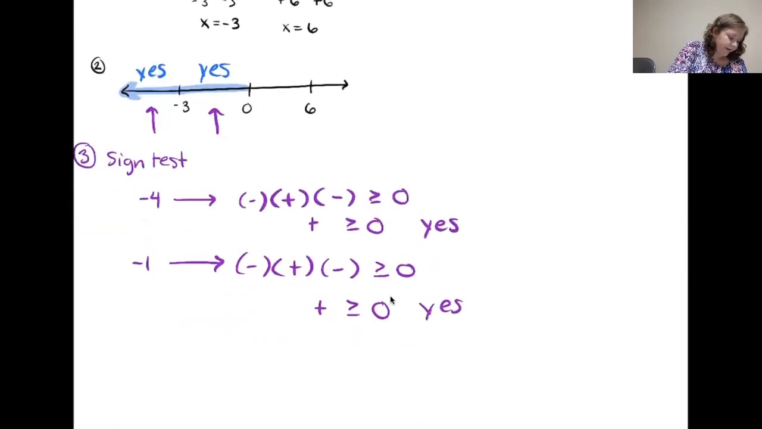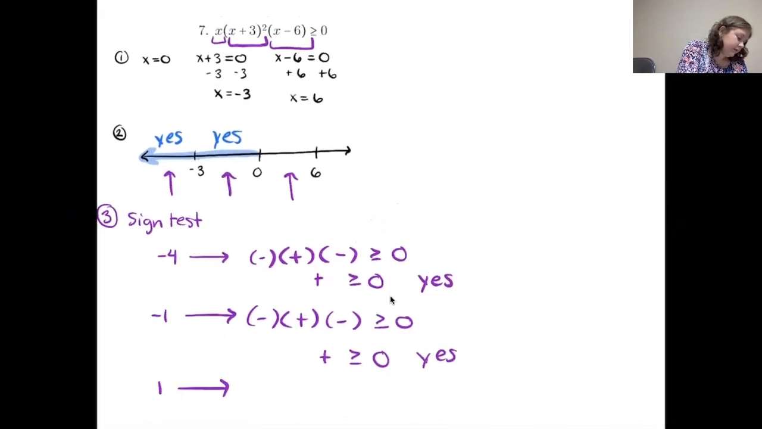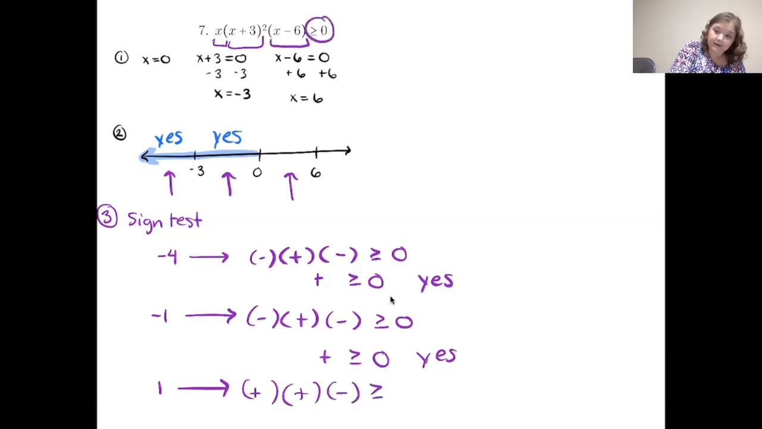Okay. So then we will plug in something from the next interval, something between 0 and 6. So I'm going to pick 1. Okay. So we plug 1 into our original equation. So 1 is positive. Anything squared for the next term is positive. And then 1 minus 6 is negative. And we ask, is it greater than or equal to 0?